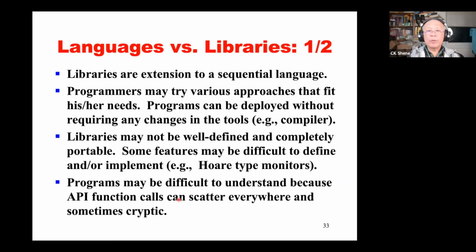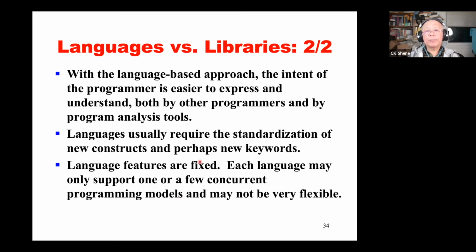That's for the language, for the libraries part. Now, how about language? If the thread capability is language-based, for example, Ada, Java, C#, and the new standard of C++, the intention of the programmer is easier to express and easy to understand by other programmers and by program analysis tools, because the thread capability is already part of the language, well-defined and rigorously defined. But languages usually require the standardization of new constructs and perhaps new keywords.